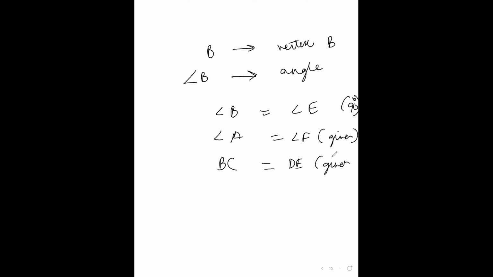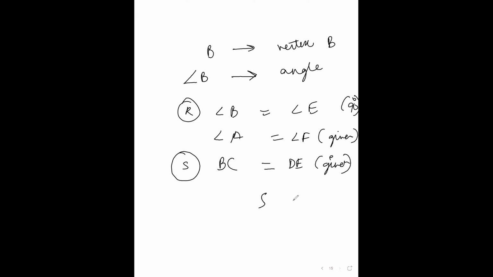Now, which rule have you used here? RHS. What does RHS mean? RHS means you have a right angle, a hypotenuse, and a side. But here you don't have a hypotenuse. SAS.